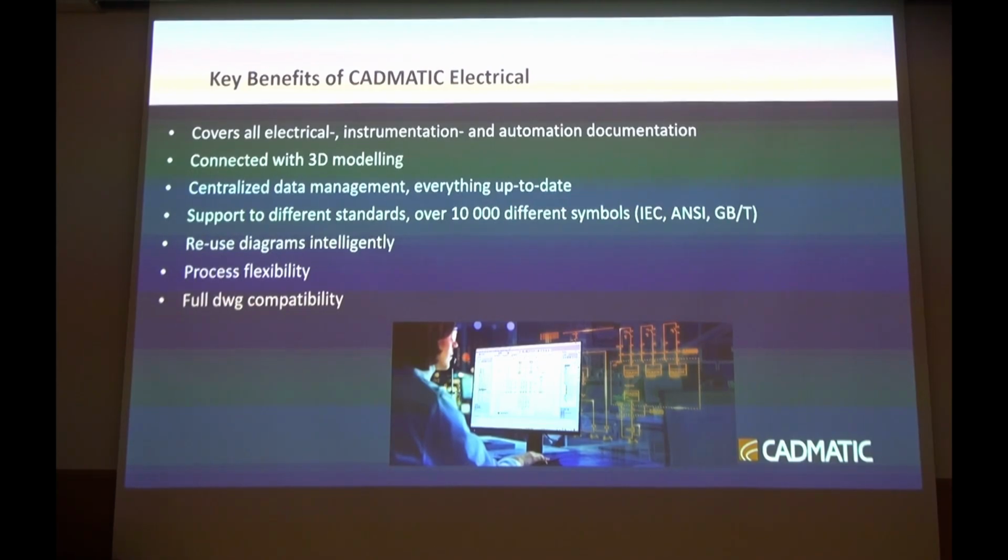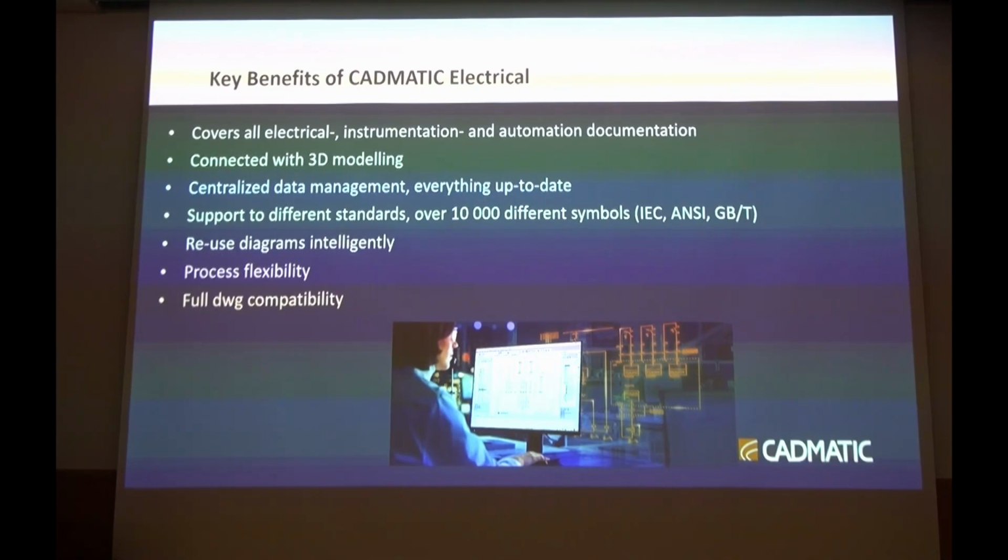So really efficient integration. We have a really efficient centralized data management system, so we have one project view where we can view all project data at once and filter it efficiently. So if you need to find something, you can easily find certain data which you want to see from our database. We have support for different standards and over 10,000 different symbols, and there are some standards we are currently able to have, for example.